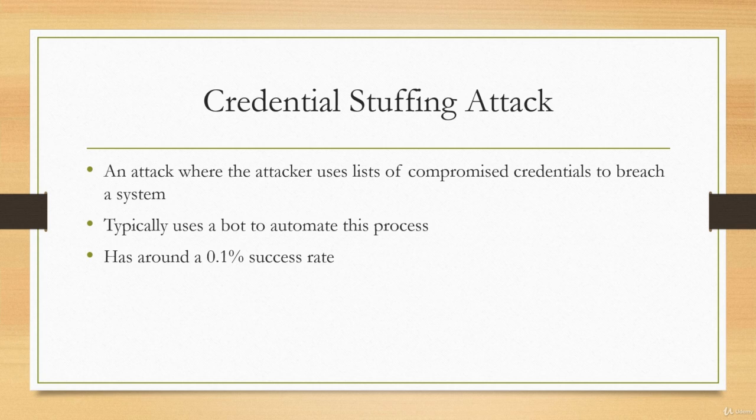We have a list of usernames and passwords, typically compromised credentials from breaches, and we use a bot to automate this process of attempting to log in with those credentials. This type of attack has around a 0.1% success rate, which sounds very low. However, it's very easy to automate, which means that it can easily be set up to attack a system, and it will have some amount of success that will probably get you at least one set of credentials, which a lot of the time is all you really need.